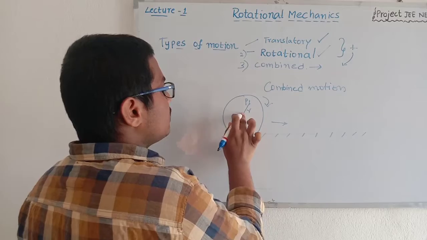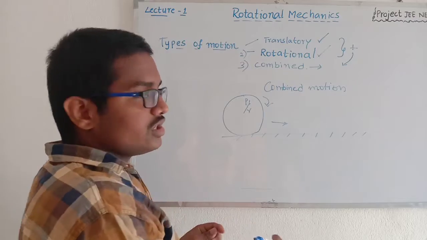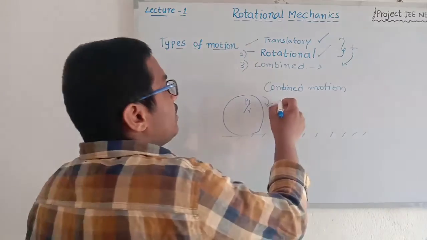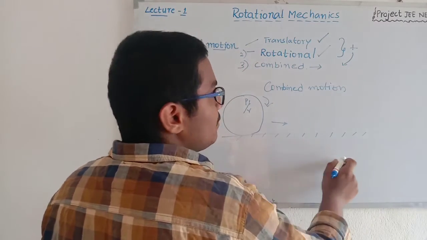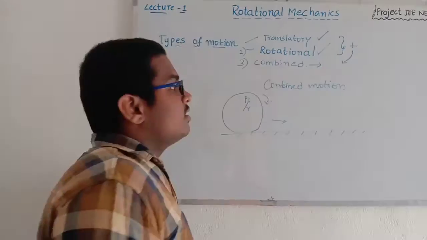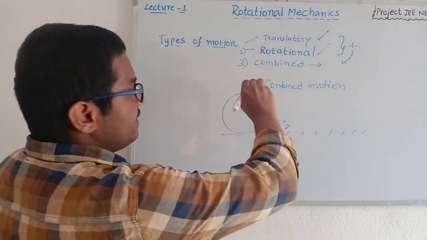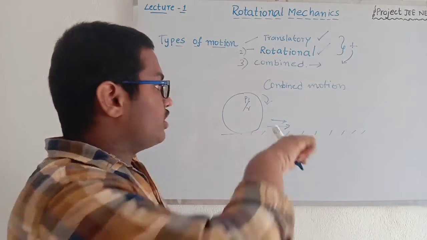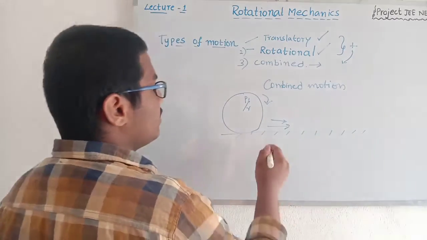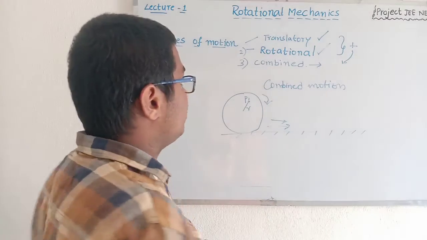Suppose we continue this as a combined motion. Then for the combined motion, the rotation of the body will be occurring, and at the same time, along with time, the translatory motion will also be happening here. Suppose we take an example: this motion continues in this way and in this way, without changing the axis of rotation. Here the direction of motion may change, but the axis of rotation can't change in this combined motion topic.